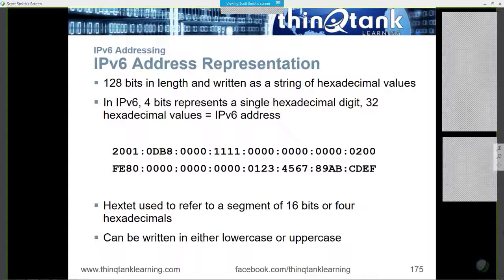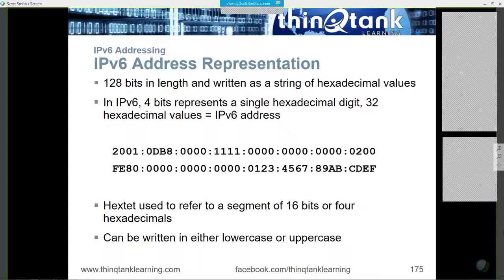An IPv6 address, as we mentioned before, is 128 bits in length. Now we know that IPv4 addresses are represented in 4 octets. 4 octets, meaning 4 blocks of 8 bits each. IPv6 addresses are represented in 8 hextets. 8 hextets. A hextet is a 16-bit field.